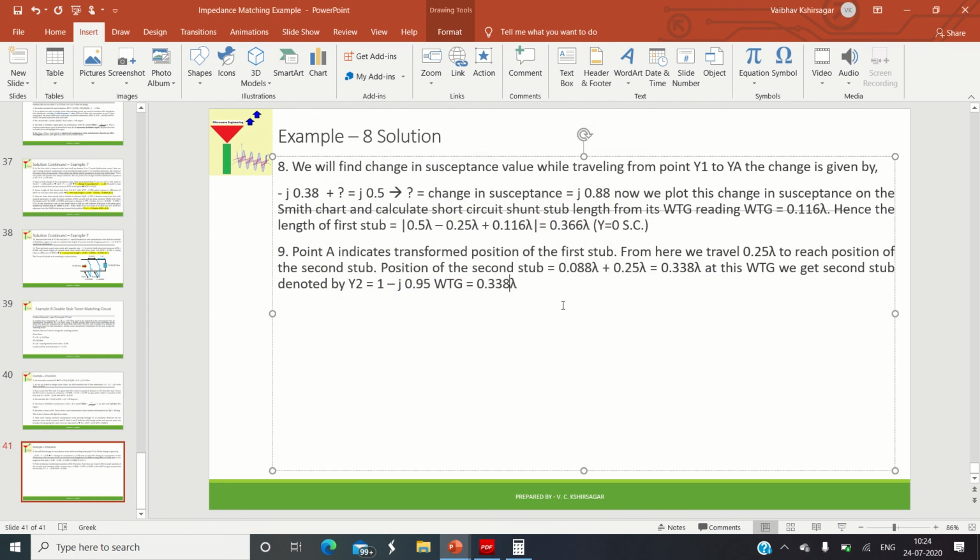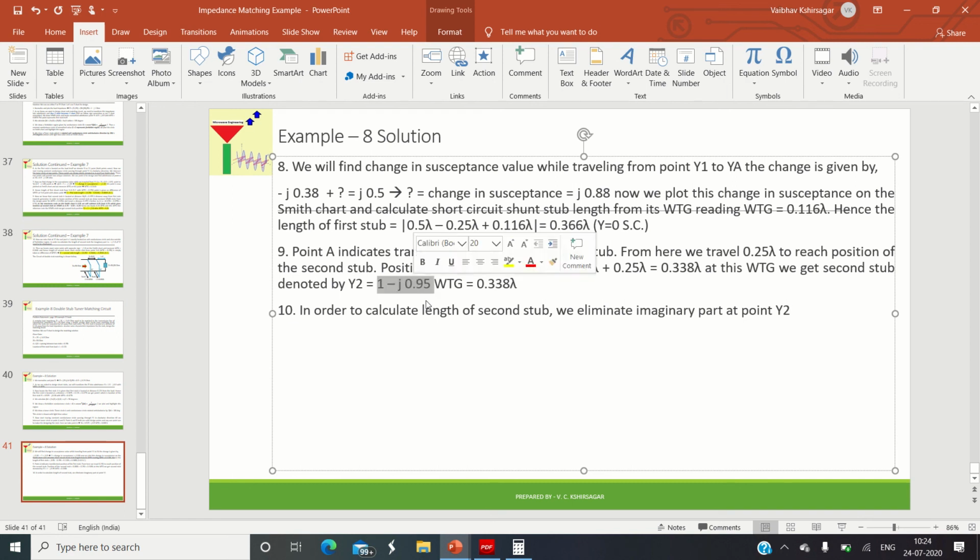Now, a simple step remains in order to find the length of the second stub. To find the length of the second stub, we need to cancel this imaginary part so that the second stub is remaining with only the real value 1. So to calculate the length of the second stub, we eliminate the imaginary part at point y2. At the second stub we need to remove this imaginary part.